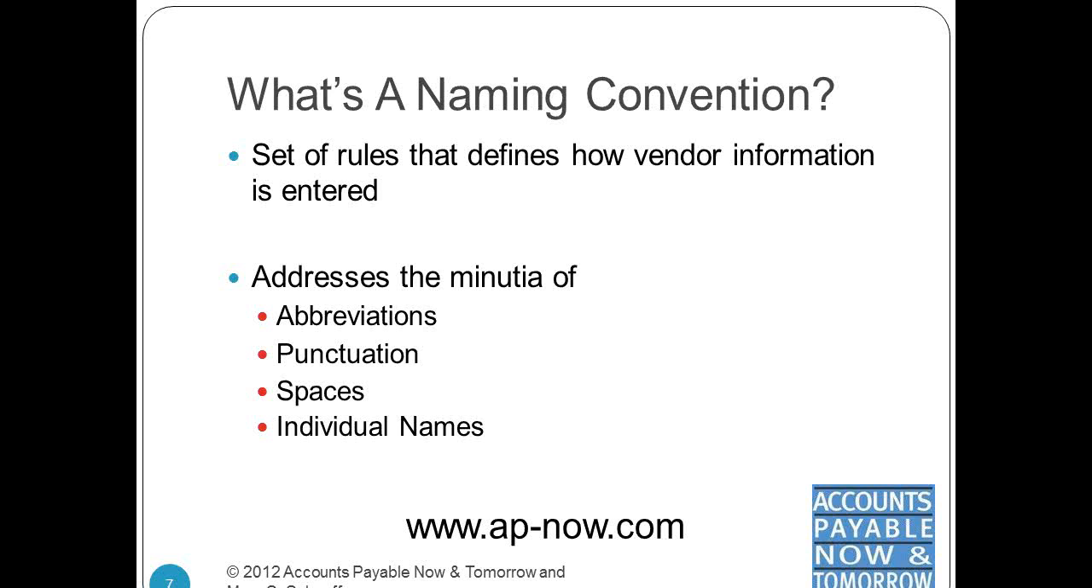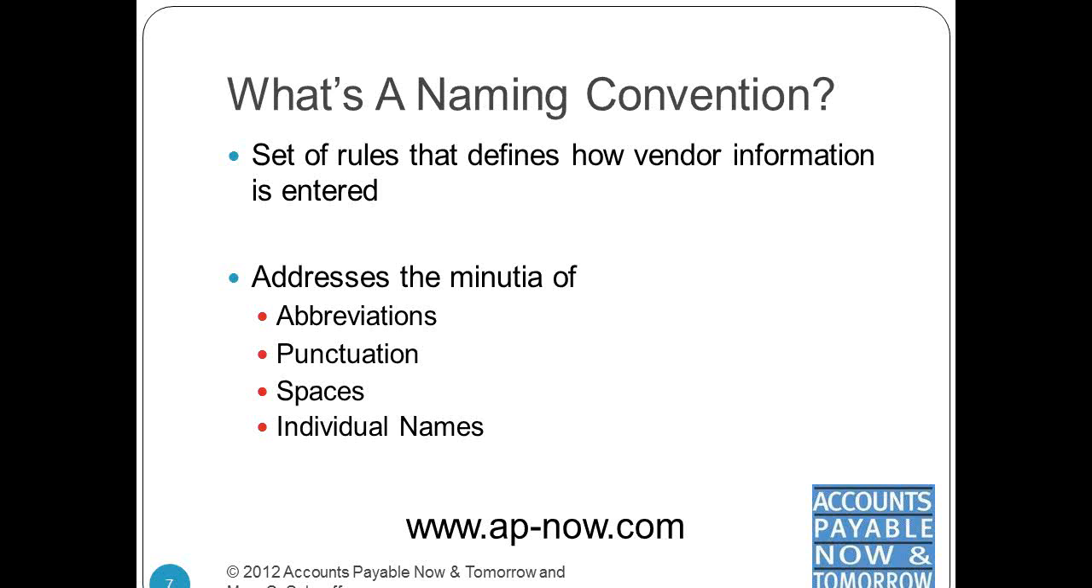So the traditional example that demonstrates a lot of these issues is IBM. Are we going to enter IBM as International Business Machines? Are we going to enter it as IBM? Are we going to enter it as I.B.M.? Are we going to enter it as I space B space M? Each of these will show up as a different entry in the master vendor file. So without a set of rules as to how we want our processes to enter this, we could end up with 4 or 5 entries for this very one company.